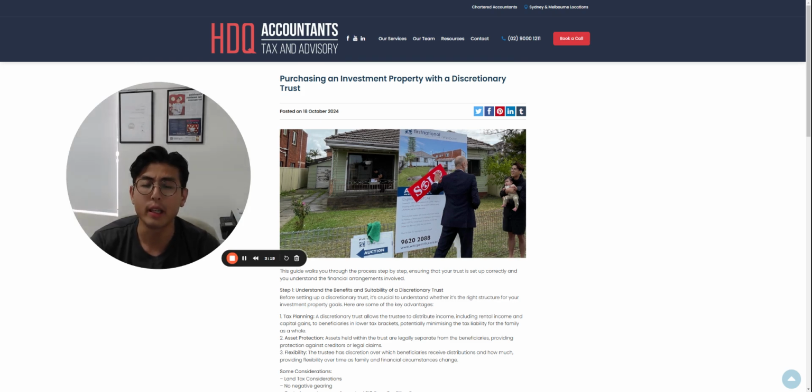And another important thing to note is that the borrowing capacity will be slightly lower under a discretionary trust because there is no negative gearing, which means that the income tax effect will be slightly higher in the serviceability calculation, which means that your borrowing capacity will be slightly lower.